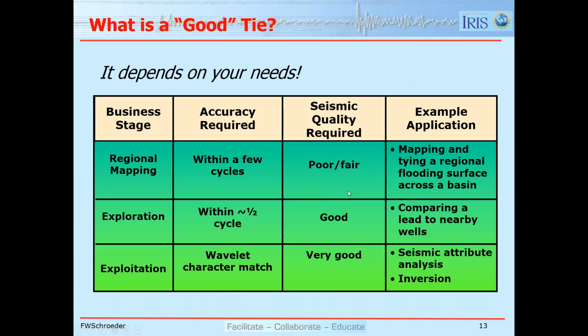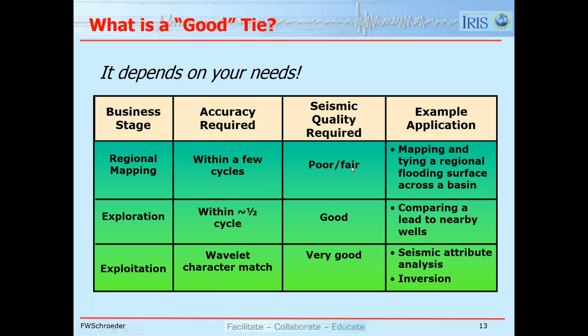So let me show you one more slide. What is a good tie? It depends on what your needs are, and those needs change with your business stage. And so if you're very early in the business stage, you're trying to figure out if you should bid on some blocks or where you might want to drill your first well, you're doing regional mapping, you just need the model trace to match the real data within a few cycles.